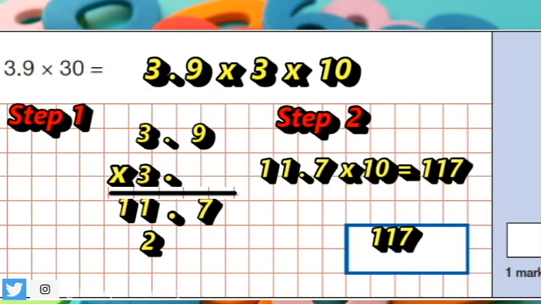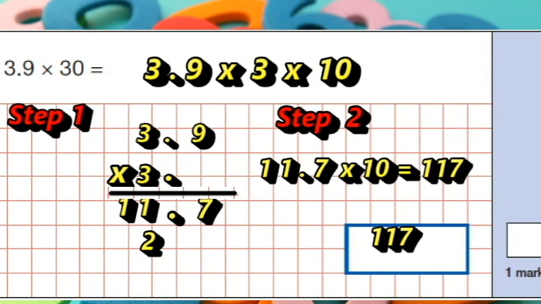The question 3.9 times 30 is the same as saying 3.9 times 3 times 10, and I'm going to work it out this way. So step 1, I'm going to multiply 3.9 by 3. Setting this out using a written method, I'm going to do 9 times 3, which is 27, 3 times 3, which is 9, add back the 2, makes 11. My number now reads 11.7.